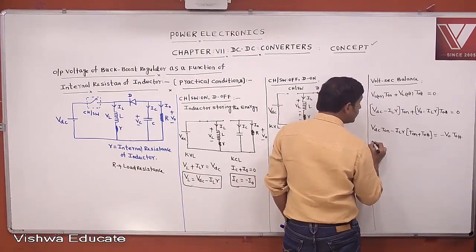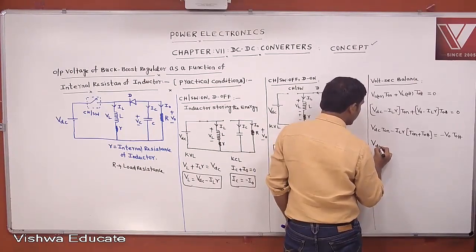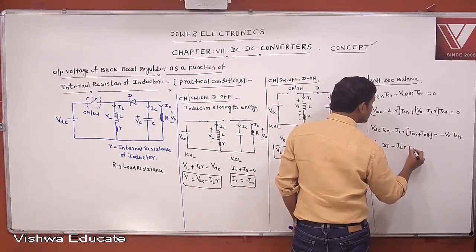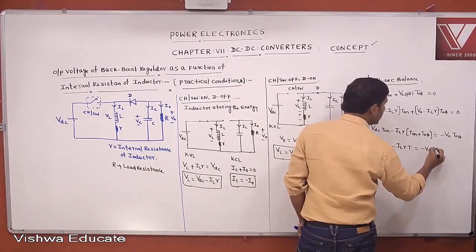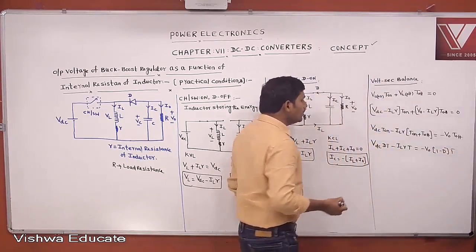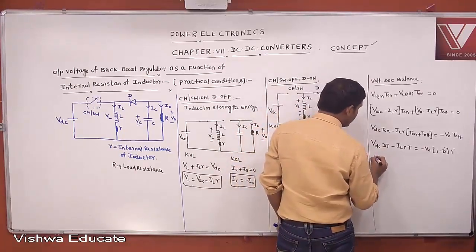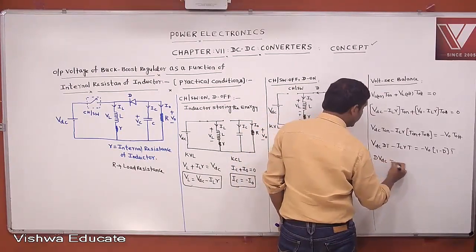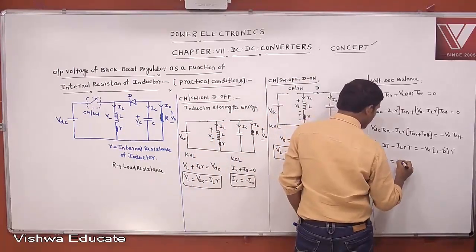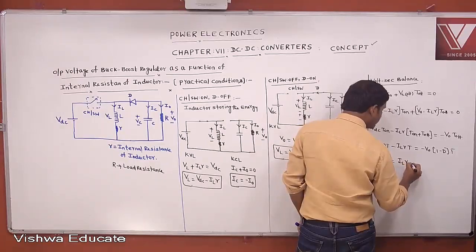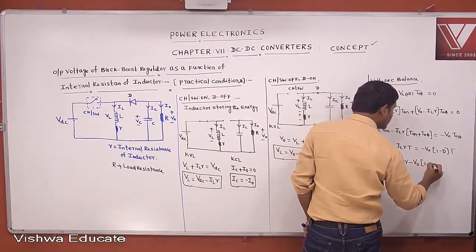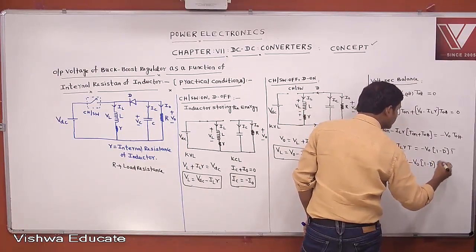Then shall you write like this? VDC into T on, T on is written as DT, minus ILR into T on plus T, is T, minus V naught into T off, is 1 minus D into T. Then T, T cancel. What you get? D VDC equal to IL into R plus IL into R minus V naught into 1 minus D. Let this be equation 1.